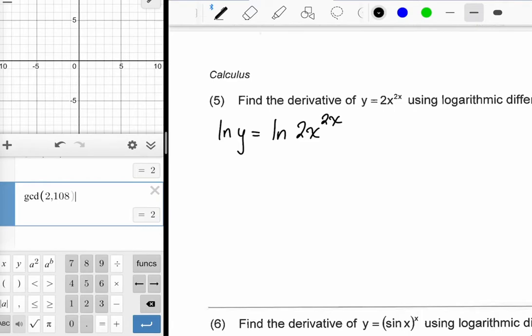Because that 2x power only applies to the x. It doesn't apply to the 2. So we can't hop the 2x over the log. Can't do that, at least not yet. We'd have to break up the log by the product rule for logs. So we'd write that as ln of 2 plus ln of x to the 2x.